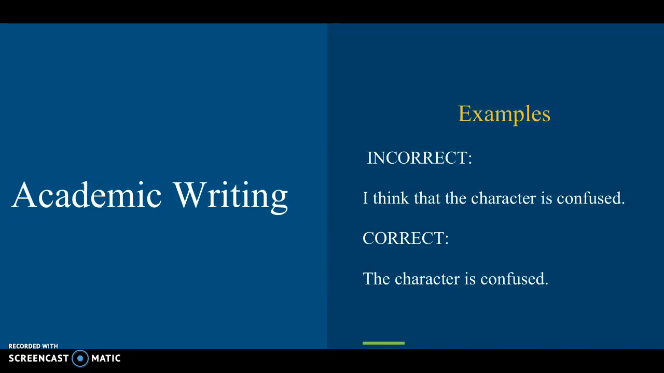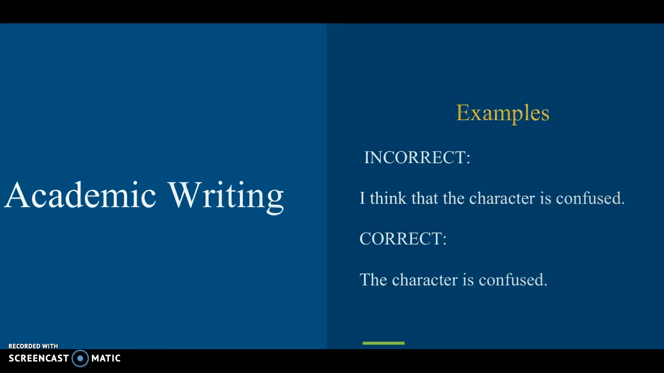Here's an example of an academic writing piece that is incorrect. I think that the character is confused. The correct way would be, the character is confused. Here you can see in the incorrect, the writer is giving his or her opinion, and in the correct sentence, the opinion is not evident and it's unbiased.